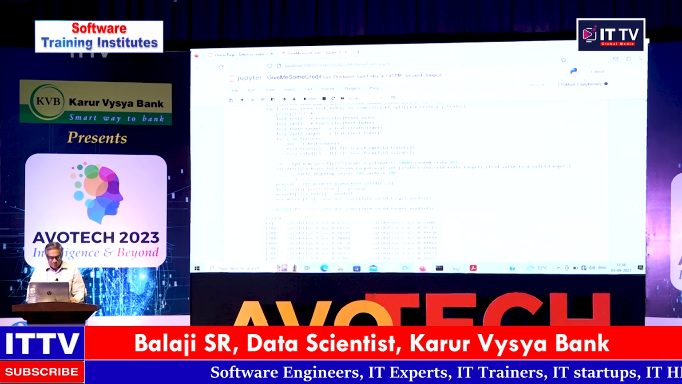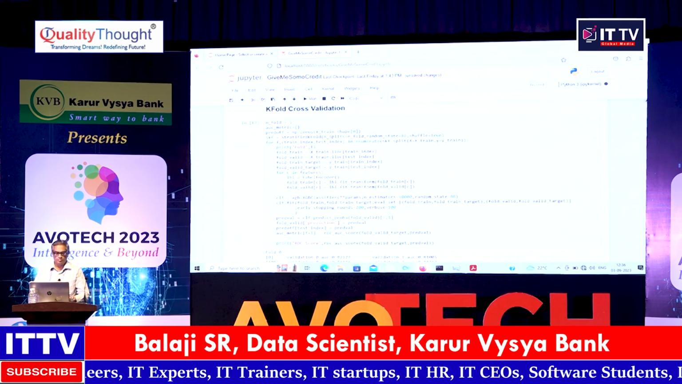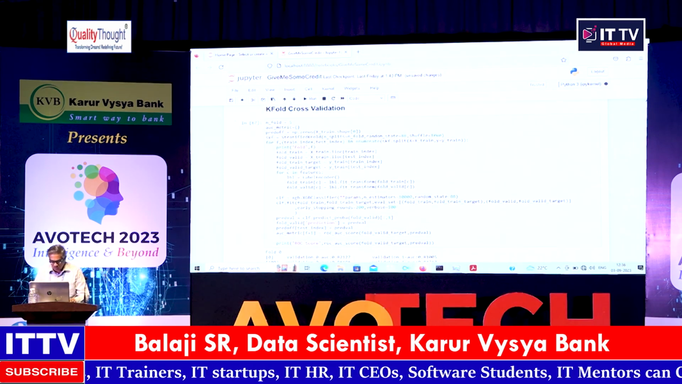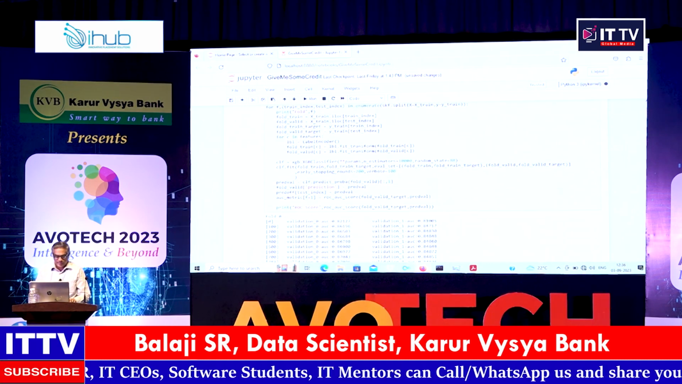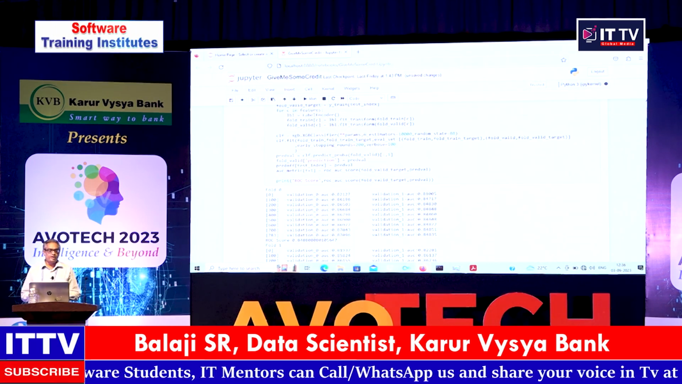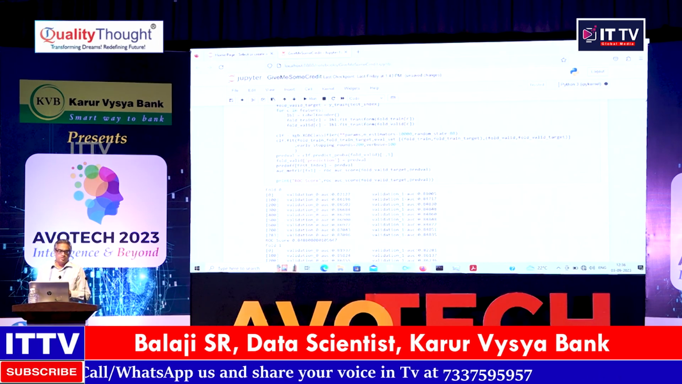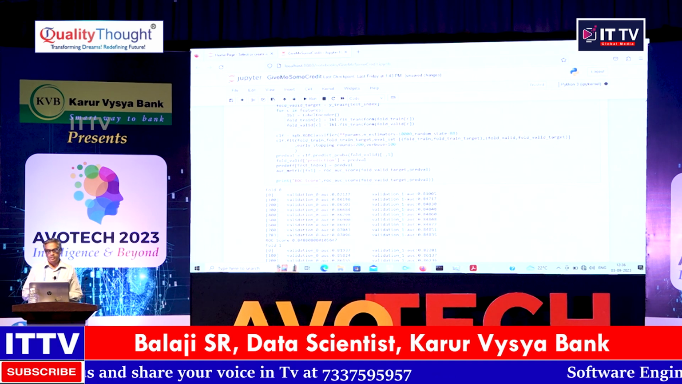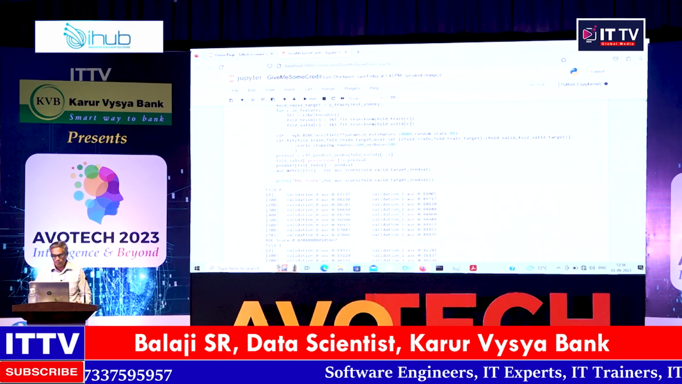So this is what training a model is. I divide the data set in k-fold cross validation. I divide the data set into 5 segments. So I train on 4 segments and test on the 5th segment. Like that, I have 5 different folds.